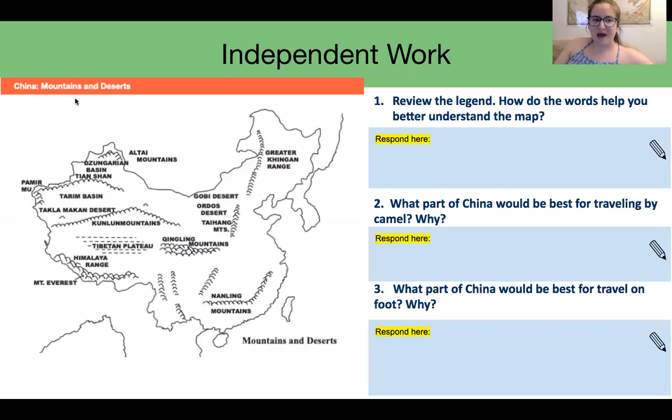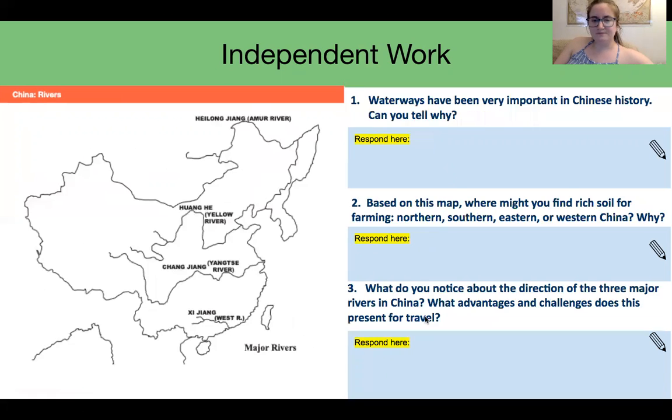So here's the first map, mountains and deserts. We've got 3 questions to answer. And anytime you see these blue boxes with the pencil, that means you should respond and write your answer there. So look at the legend of this map. How do the words help you better understand the map? What part of China would be best for traveling by camel? What part of China would be best for traveling on foot? Why? Make your claim and then try to back it up with a good argument.